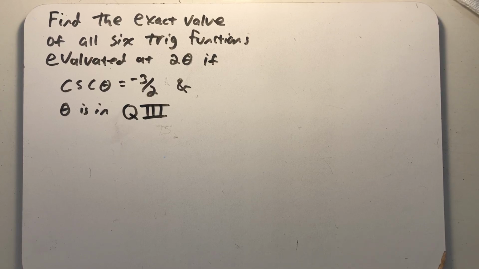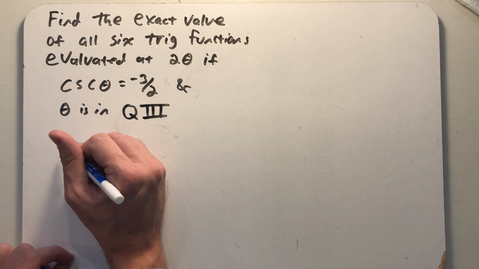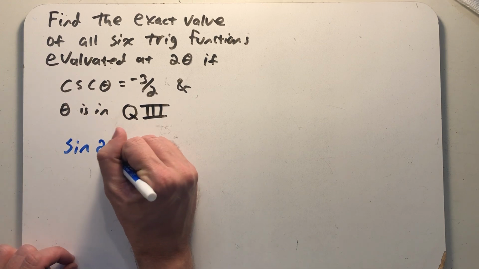Find the exact value of all 6 trigonometric functions evaluated at 2 times theta if the cosecant of theta is minus 3 over 2 and theta itself is in quadrant 3. Well, I'm thinking this is a great opportunity to use our double angle formulas.